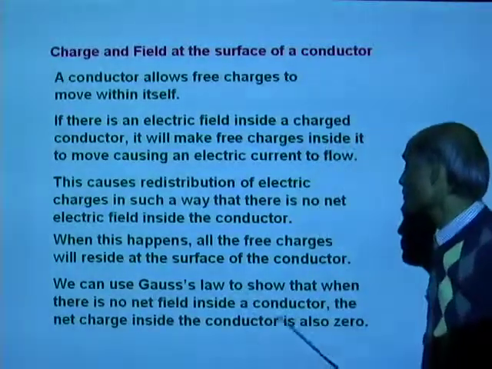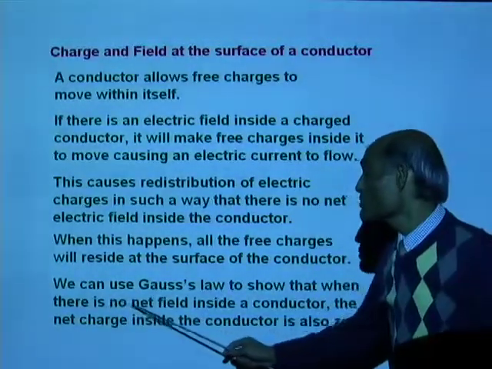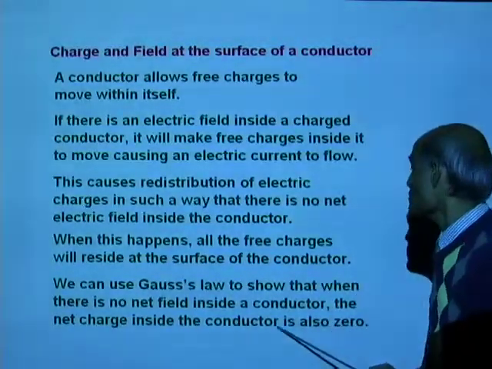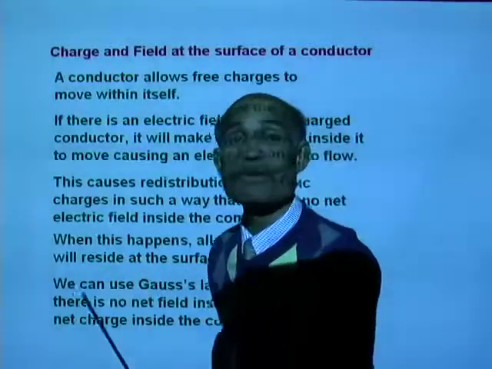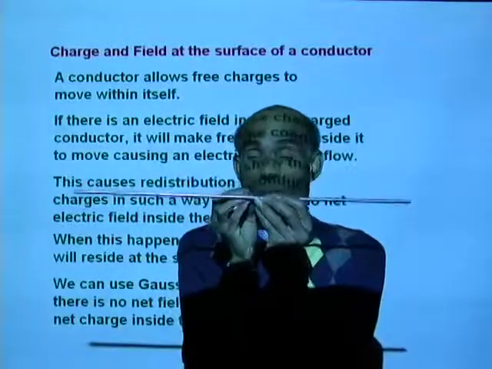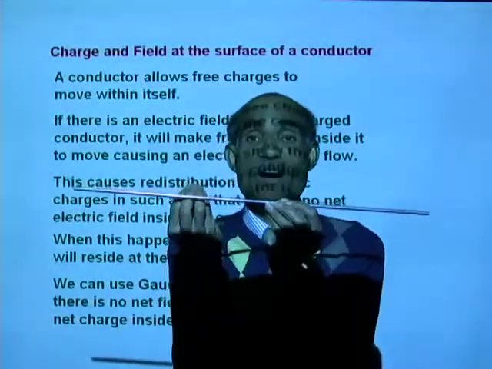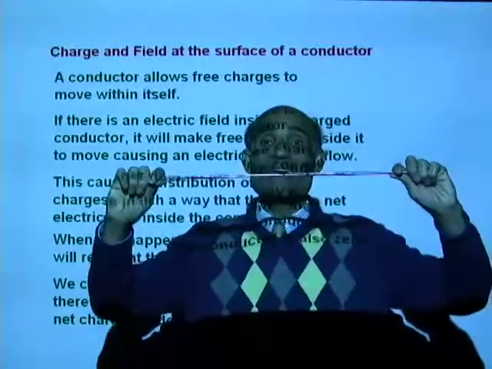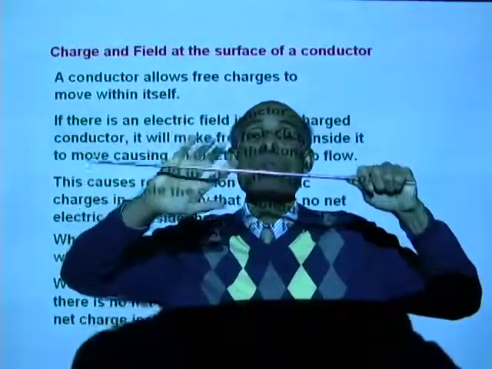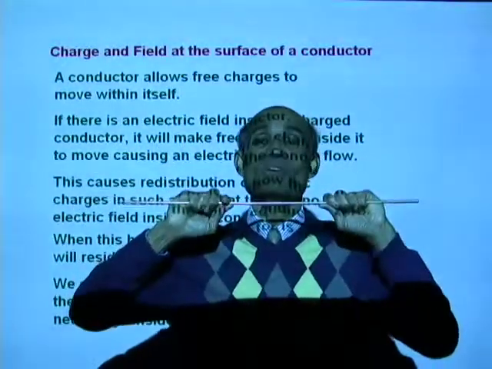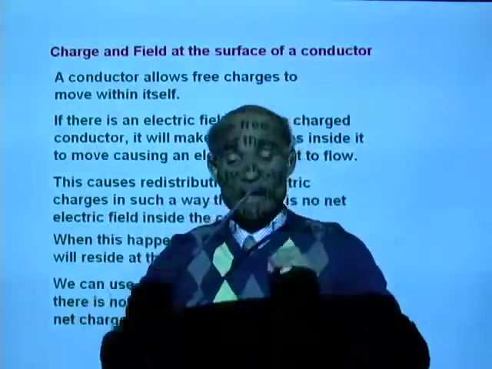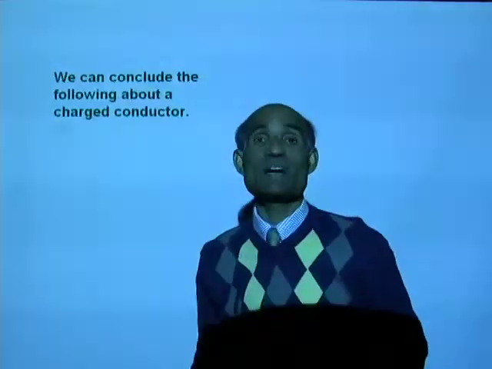We can use Gauss's law to show that when there is no net field inside a conductor, the net charge inside the conductor is also zero. You see, if there is no net field inside a conductor, that means there is no net charge. So, if you charge a conductor, if you supply electric charges to a conductor, where will all the free charges be found? They will all be found on the surface of the conductor. No electric charges will be found inside the conductor.